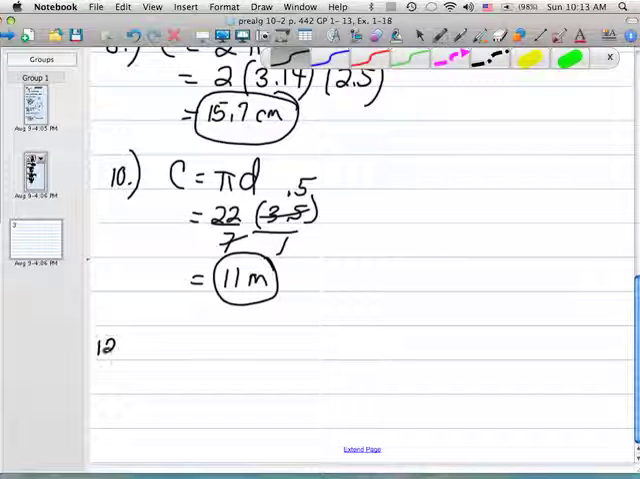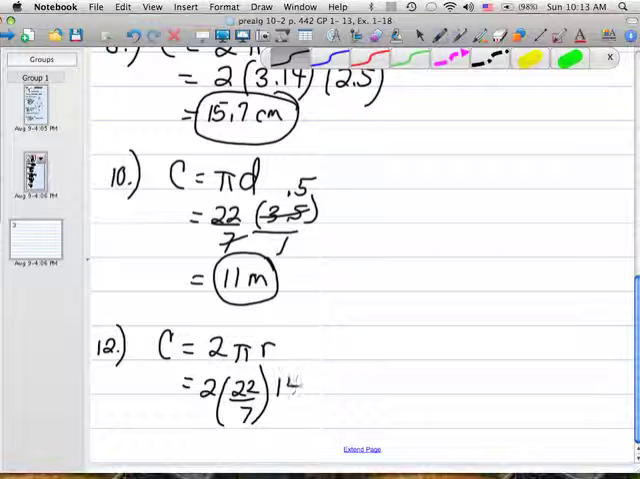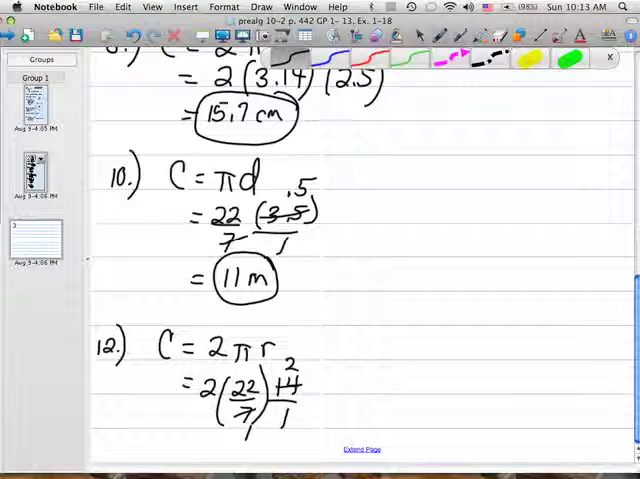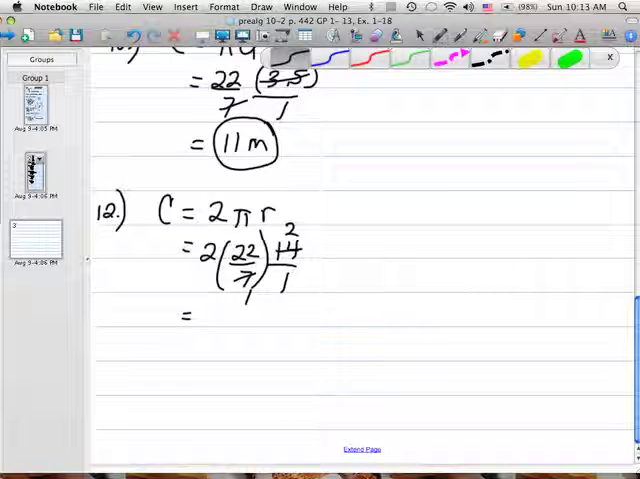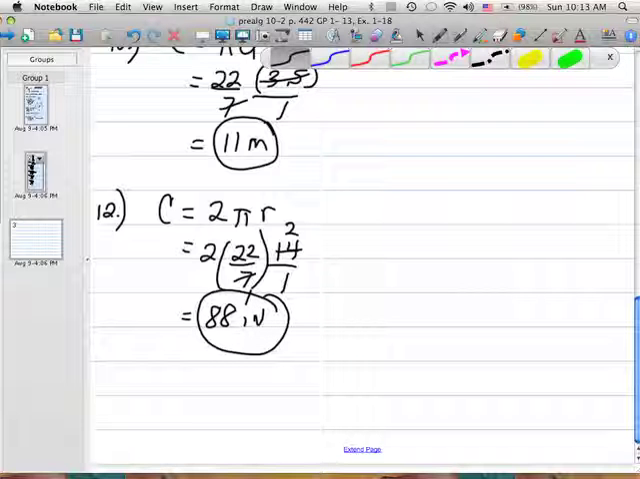Problem number 12, the radius is 14 inches, so we're going to use the formula 2 pi r. 14 is divisible by 7, so we're going to use 22/7 for pi. And we can cancel the 7 with the 14, making 2. So 2 times 22 is 44, times 2 is 88 inches is our distance around the circle, the circumference.